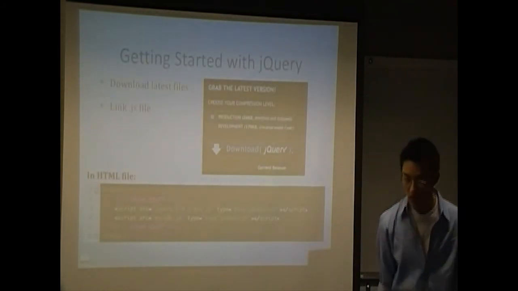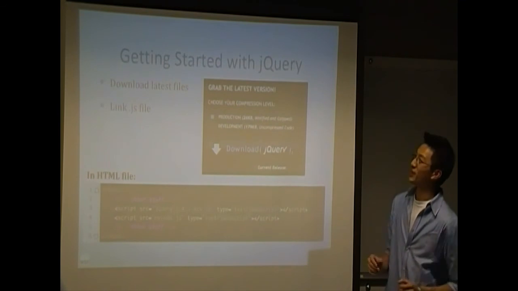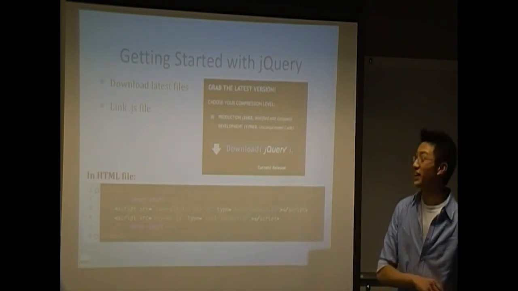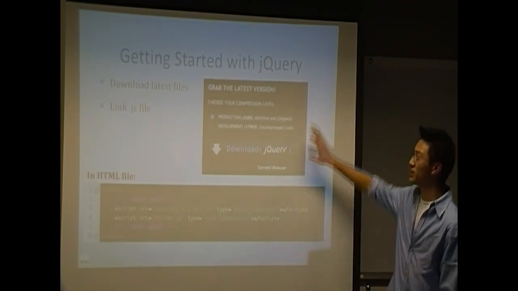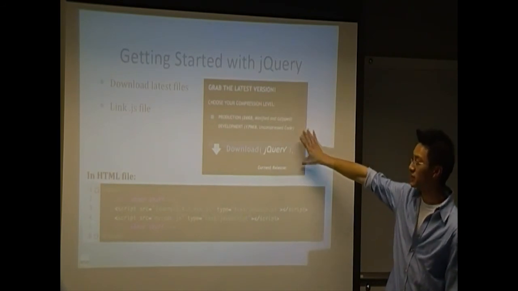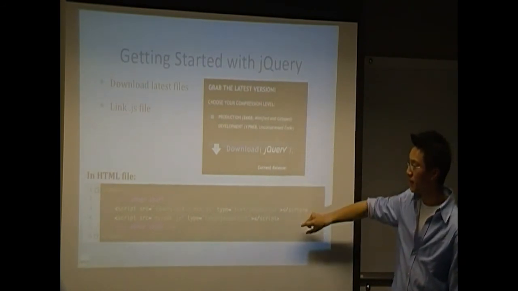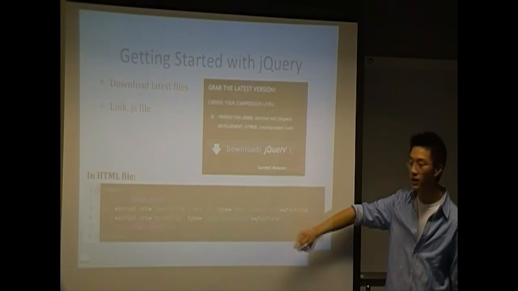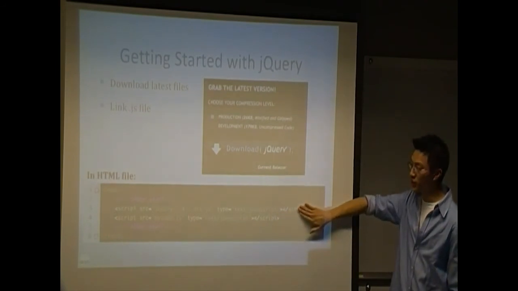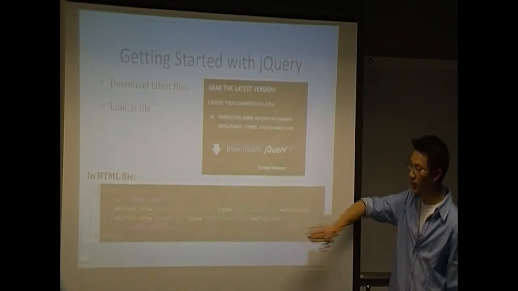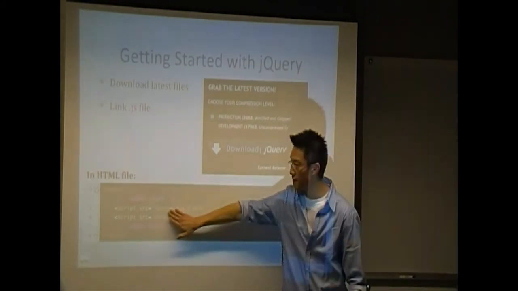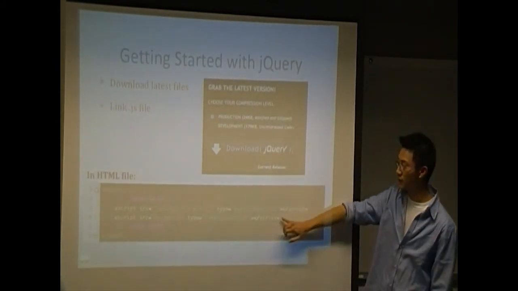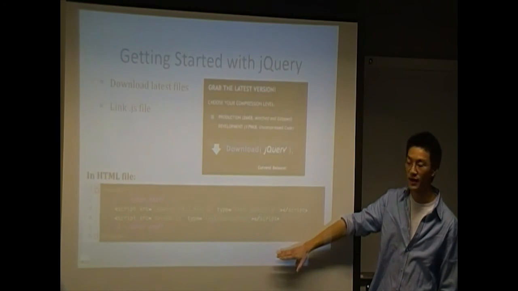Okay. So I pitched you guys on jQuery. How do you actually use jQuery? What you have to do is just go to the jQuery website and download the latest file. Once you have that file, you want to include it in your HTML file. And you want to make sure that jQuery is the first file that you include. So you want to put it on top of your own JS file.